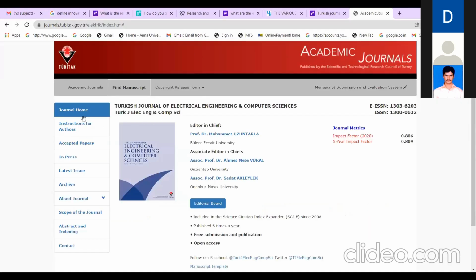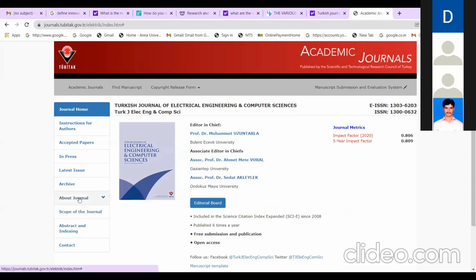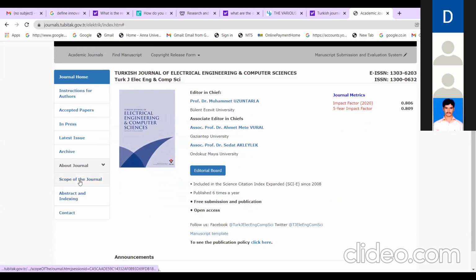So here you see, this is one of the best journals, the ACA journal. It is visible to you? Yes, sir. Okay. So here you see, that is a journal. Once you enter the journal, you can go to about journal. When you click on about journal, here you see the scope of the journal. So you click on this one.